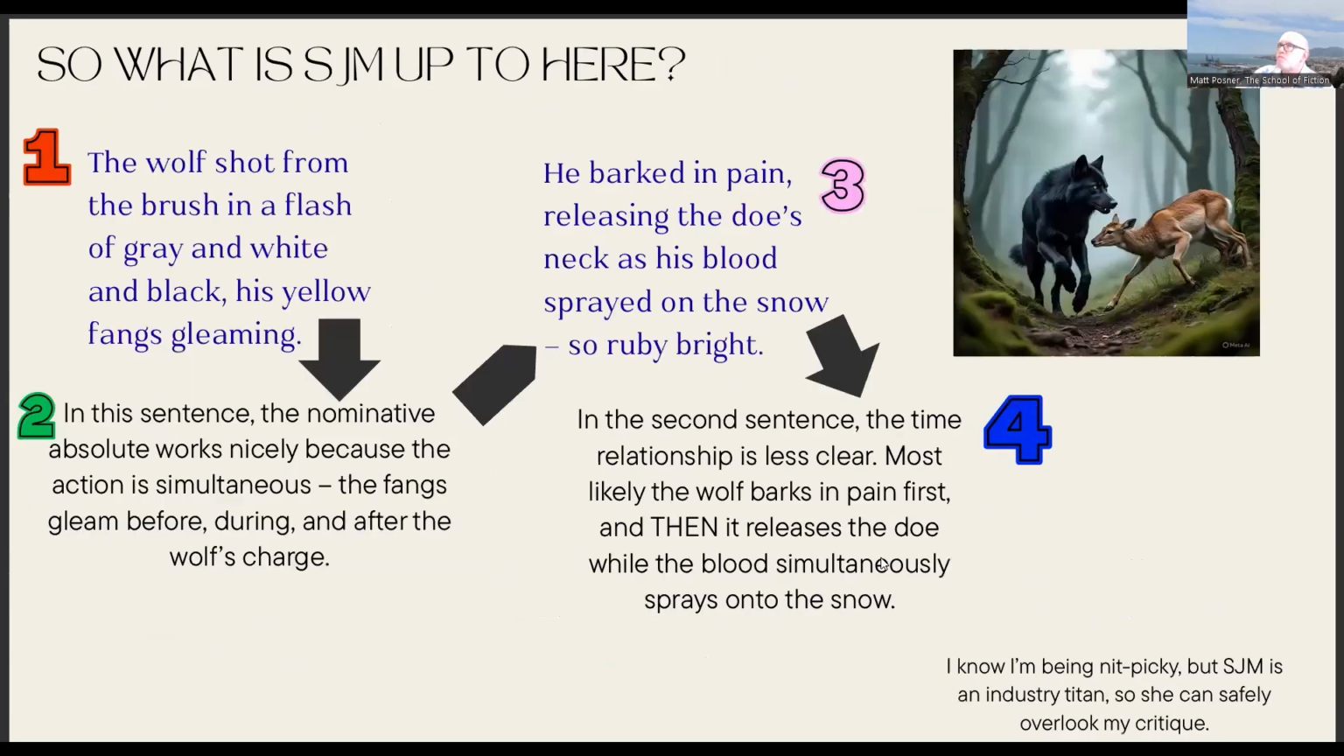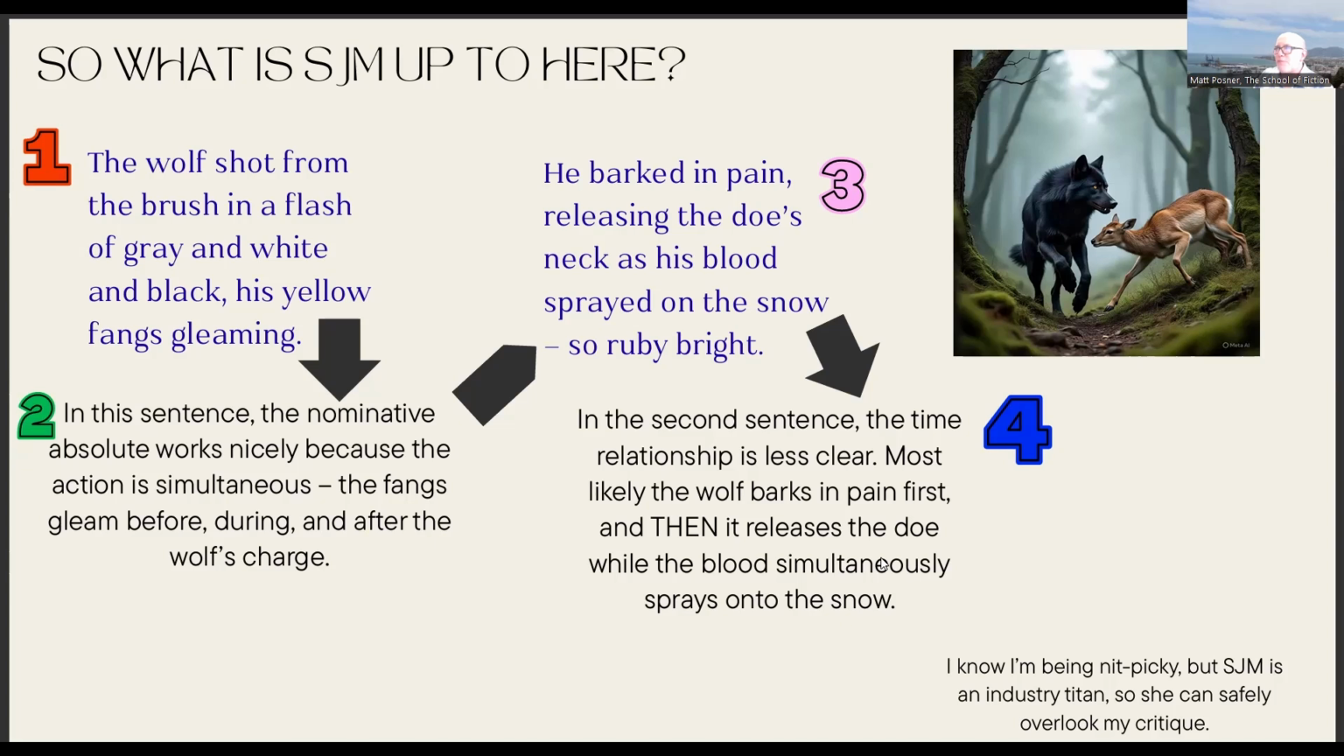Let's move on. Okay. Now let's talk about timing here. What is Sarah J. Maas up to? She's up to expanding the lushness of her language by having multiple things occur at the same time. So in sentence one, see the big red one, the wolf shot from the brush in a flash of gray and white and black, his yellow fangs gleaming. The nominative absolute is successful here because the action is simultaneous. The fangs gleam before, during, and after the charge of the wolf. They are in a continual state of gleaming.